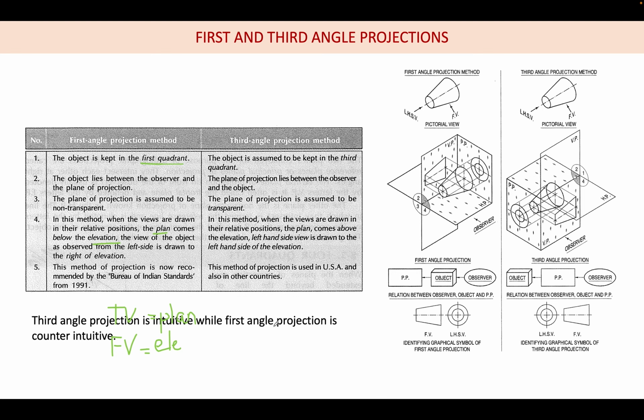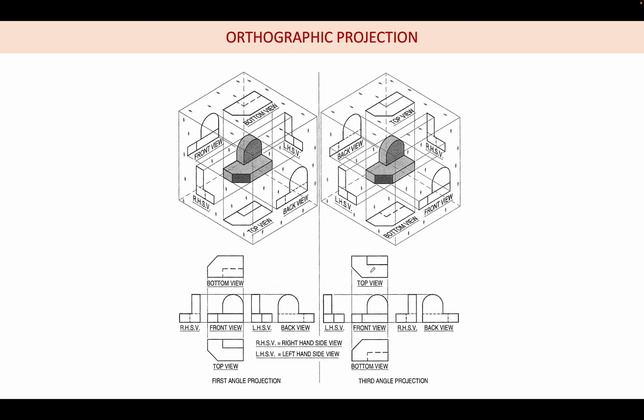This is the reason why. In third angle projection we saw that the top view is located at the top. Top view is located at the top, bottom view is located at the bottom. So this makes sense. But in the first angle projection, the top view is located at the bottom and the bottom view is located at the top. We saw this is because of the projection method.